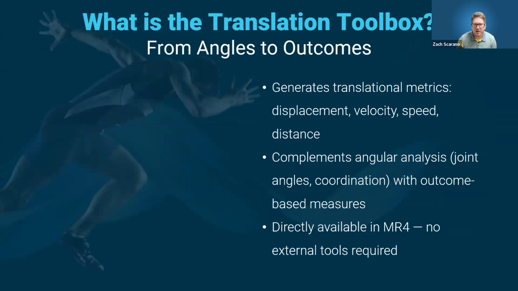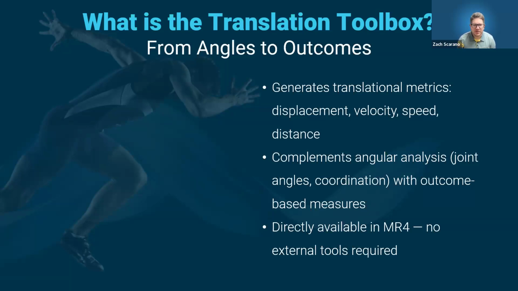So moving on, we also have the Translation Toolbox, and I'm really excited about this feature. I think it's one of the most impactful additions that we made to the MR ecosystem for the motion capture system. So traditionally, our motion capture focused on angular analysis: joint angles, coordination, movement strategy. And that's what inertial sensors do well.